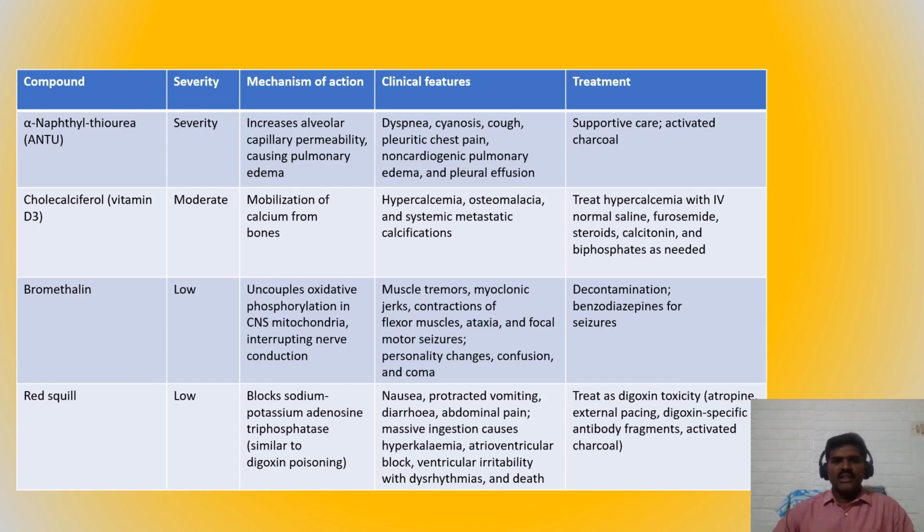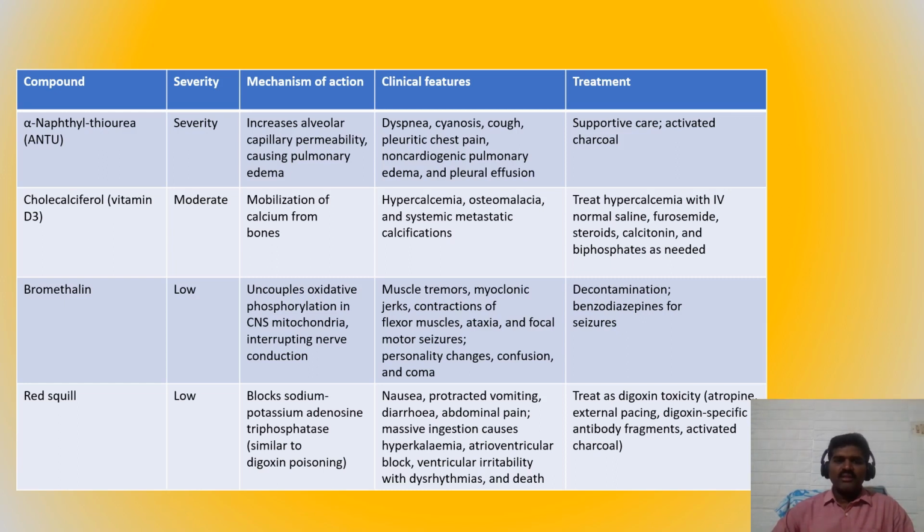Bromethalin toxicity is low. It uncouples the oxidative phosphorylation. Muscle tremors, myoclonic jerks, contractions of the flexor muscles, ataxia, and focal motor seizures can be noted. Decontamination and benzodiazepines for seizures are the treatment of choice.